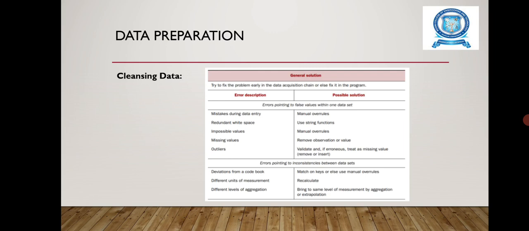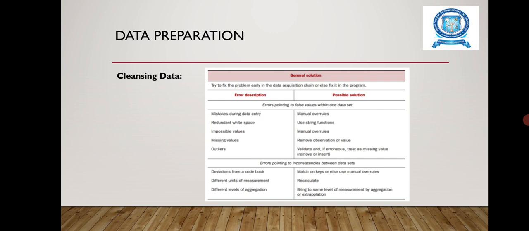Errors pointing to false values within one data set. Mistakes during data entry can be rectified manually. Redundant white spaces, we can use string functions. Impossible values, manual overrules. Missing values, remove the observation or value. Outliers, validate, and if errors, then treat as missing value, or remove or insert.